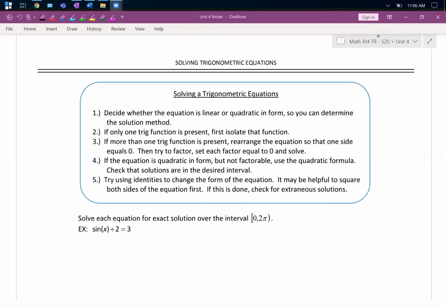You might have to use any of our trig identities to change the form of the equation. It might be helpful to square both sides of the equation first, but remember, algebraically, anytime you raise both sides of an equation to an even power during the solving process, you have to check for extraneous solutions. So we'll go through a bunch, and we will look for the algebra through the trig.